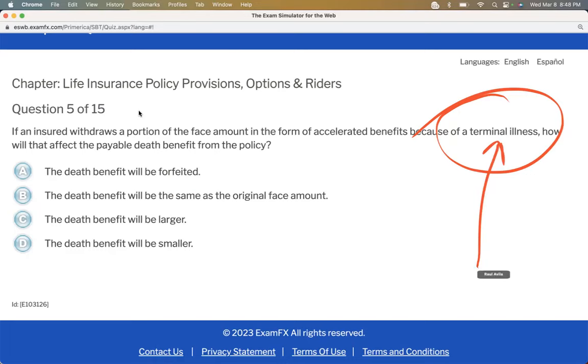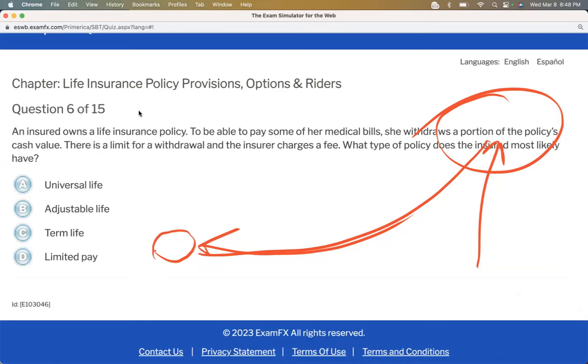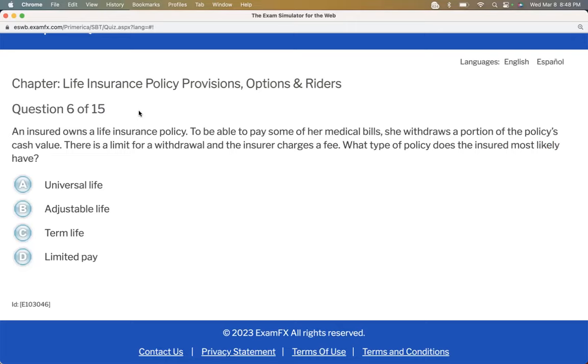All right. Remember that? So the answer would be D? Yep. The answer is going to be D. The death benefit is reduced. An insured owns a life insurance policy to be able to pay some of her medical bills. She withdraws a portion of the policy's cash value. There are limits to withdrawals. Okay, this is universal life. We got this one.